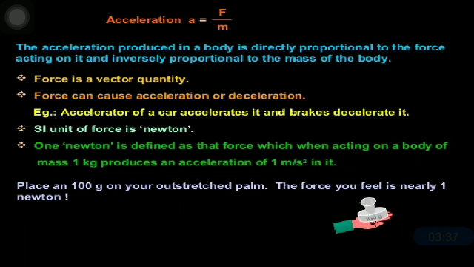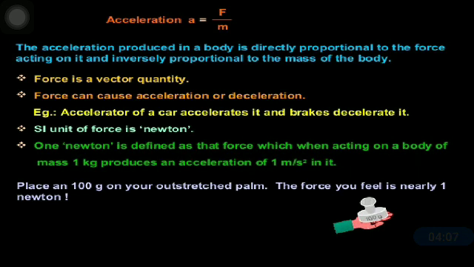The acceleration produced in a body is directly proportional to the force acting on it and inversely proportional to the mass of the body. Force is a vector quantity because it depends on the direction in which the body is moving. Force can cause acceleration or deceleration. For example, the accelerator of a car accelerates it and brakes decelerate it.